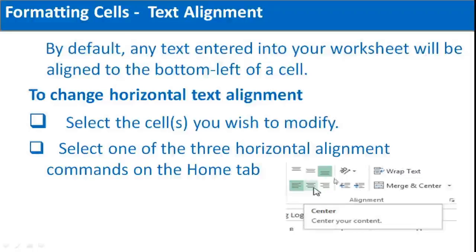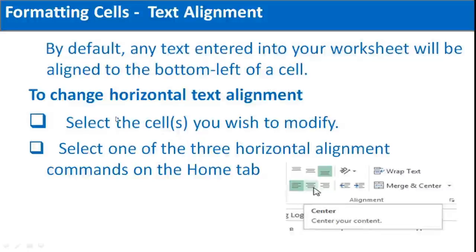Next formatting is text alignment. Actually, there are 6 types of text alignment in MS Excel. That is vertical 3 types and horizontal 3 types. In vertical, that is top align, middle align and bottom align. In this case, text is moving in this direction, vertically. The next 3 are horizontal text alignment, that is left, center and right. In this case, text is moving horizontally, left, center and then right.